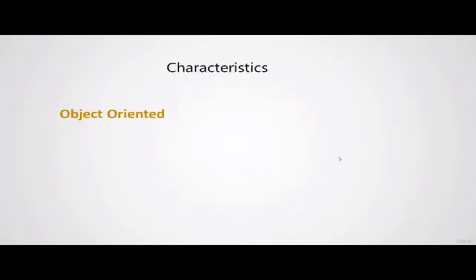The next characteristic of Python is that it is an object-oriented programming language, which means it supports the creation and manipulation of objects, making it suitable for building complex and modular software systems. We will cover object-oriented programming in this course, so you will understand these characteristics as we move on to the object-oriented programming section.